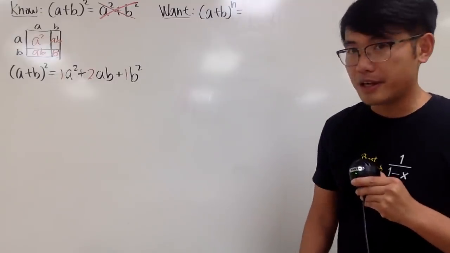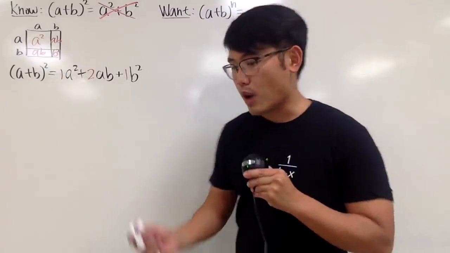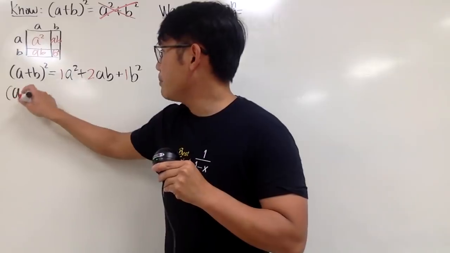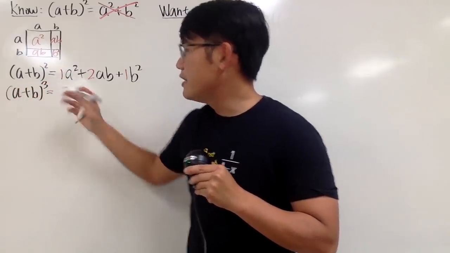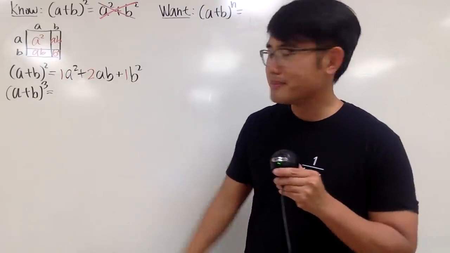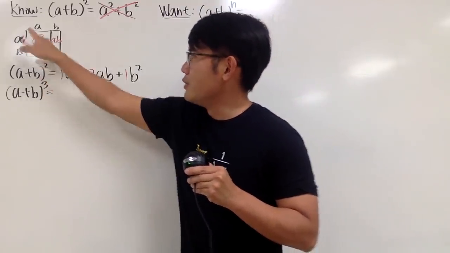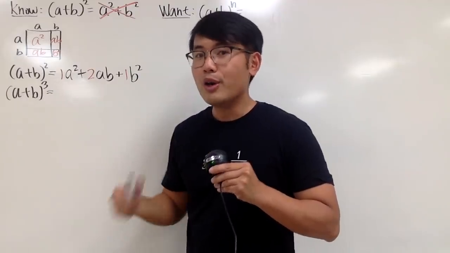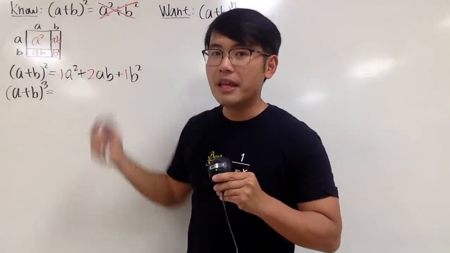Okay, now here's the deal. I will show you guys another one. Let's see, we have (a plus b) to the third power. In this case, what will we get? Well, yes, you are right. This right here is a square. You literally draw a square. When you have a third power, you will have to draw a 3D version, namely a cube.